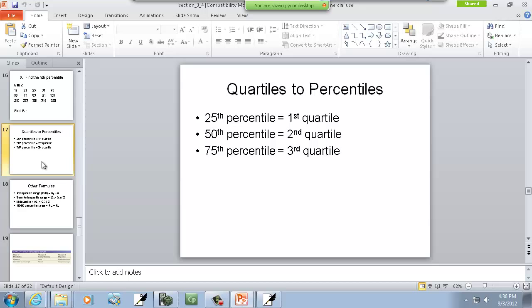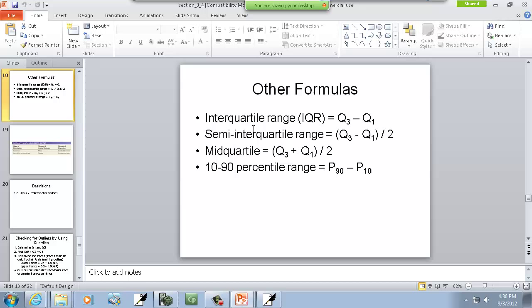Let's look at some other formulas. We got the interquartile range, IQR, and this is just Q3 minus Q1. And it's a measure of how spread out your data is. Specifically, when your data is skewed, this gives you a little bit better measure than the standard deviation. Semi-interquartile range is Q3 minus Q1 divided by 2. Mid-quartile, Q3 plus Q1, all of it divided by 2. And then the 10-90 percentile range is P sub 90 minus P sub 10, 90th percentile minus your 10th percentile.